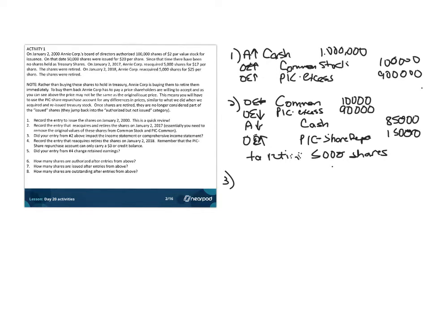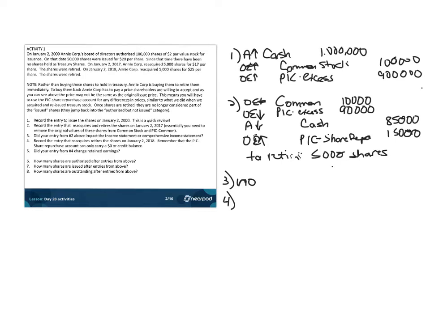Oh, wait, I have another question. Sorry. Did my entry impact the income statement or comprehensive income statement? Again, this is one of those questions. The answer might be income statement, comprehensive income statement, or no. If you look at this journal entry, those are all balance sheet accounts. So my answer is going to be no.